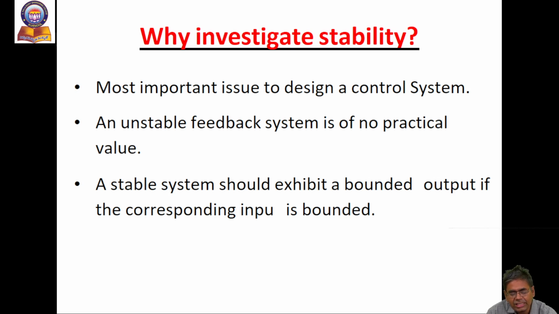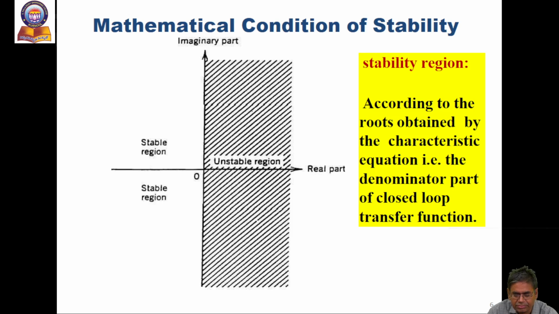Why investigate stability? One of the most important issues in designing a control system is investigating the stability. An unstable feedback system is of no practical value. A stable system should exhibit a bounded output if the corresponding input is bounded. That is the most important issue in designing a control system. Stability plays a major role in the control system.